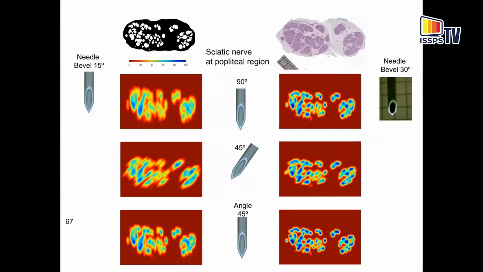And the same method was also applied to the sciatic nerve at the popliteal region. The blue color marks the risk places in different conditions.